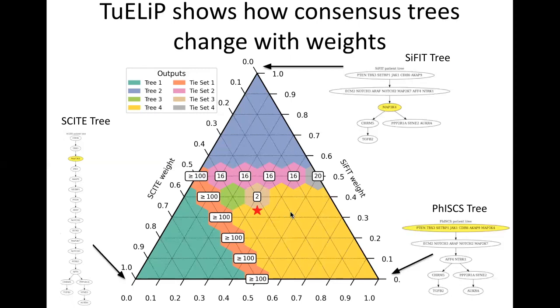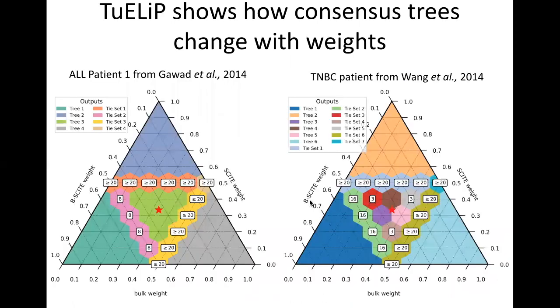We want to see how our method works with other datasets as well. So we made two similar plots for an ALL patient and also a different triple-negative breast cancer patient. We can see these two give us two very different landscapes. On the left, shifting the weights in the center gives a more consistent consensus tree output as long as we give at least a certain amount of minimum support to each input tree.